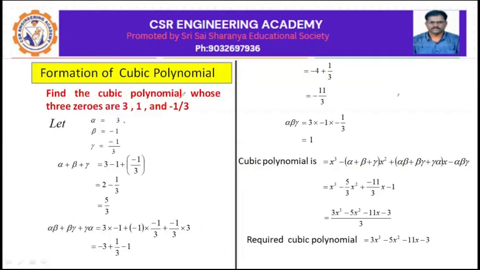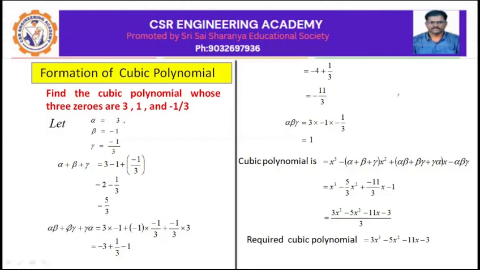Find the cubic polynomial whose three zeros are 3, minus 1, and minus 1 by 3. Let alpha is equal to 3, beta is equal to minus 1, gamma is equal to minus 1 by 3. Sum of zeros, that is alpha plus beta plus gamma is equal to 3 minus 1 plus (minus 1 by 3) is equal to 3 minus 1, 2, plus into minus, minus 1 by 3 is equal to 3 into 2 minus 1 is 5 divided by 3.